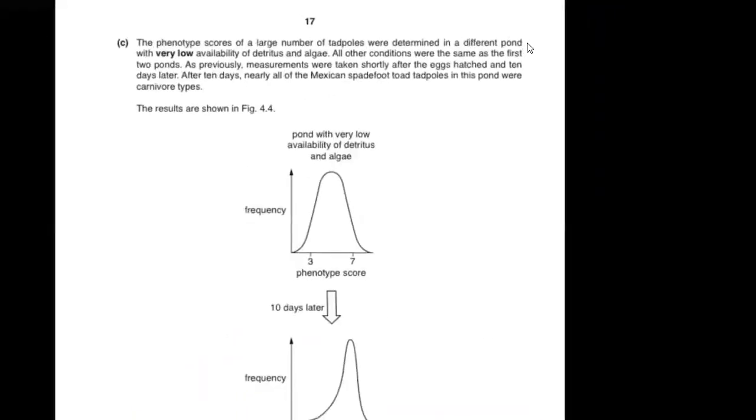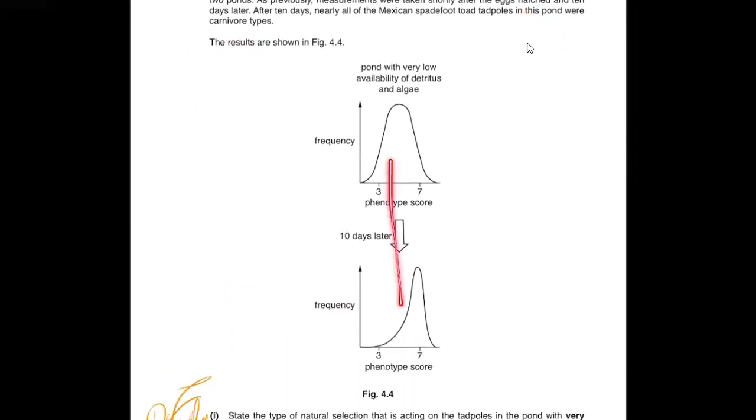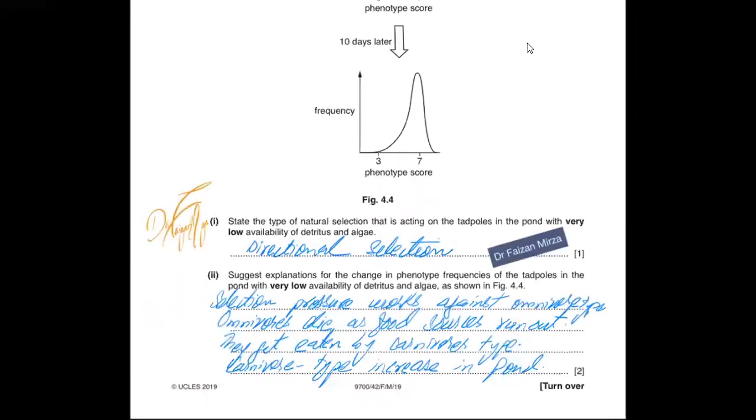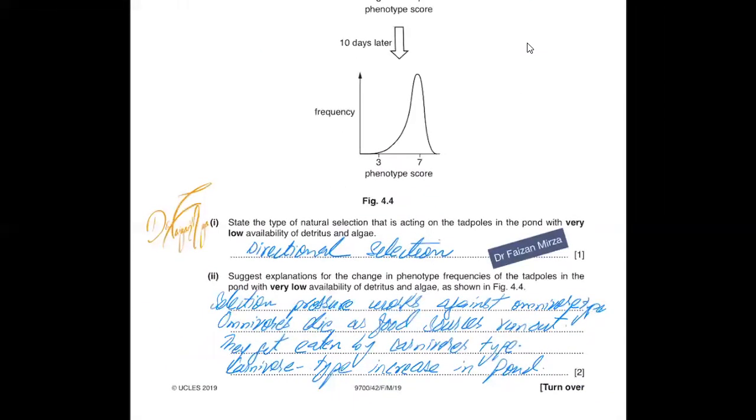The last part of this question goes as they're saying that in a different pond with very low availability of detritus and algae, all of the conditions were the same as the first 2 ponds. As previously, measurements were taken shortly after the eggs had hatched, and 10 days later. After 10 days, nearly all the tadpoles in this pond were carnivore types. So you can see this is an example of directional selection. Now you can see that this is shifting ahead. So what's happening here? They are asking which force is acting. So it's directional selection occurring.